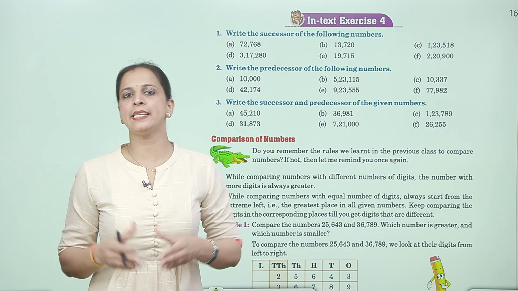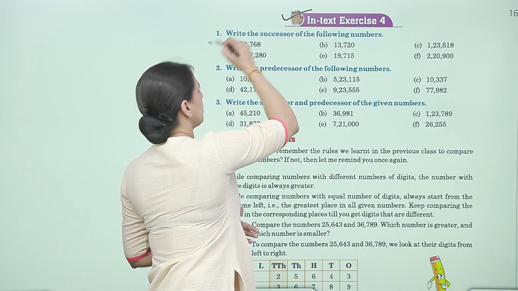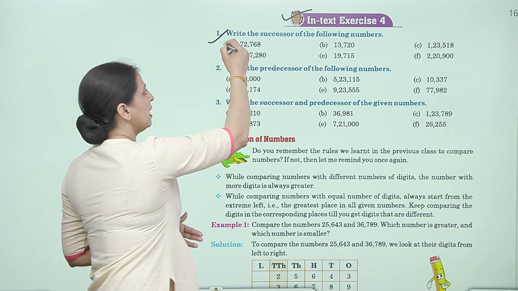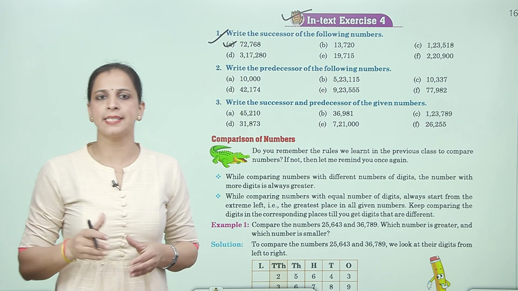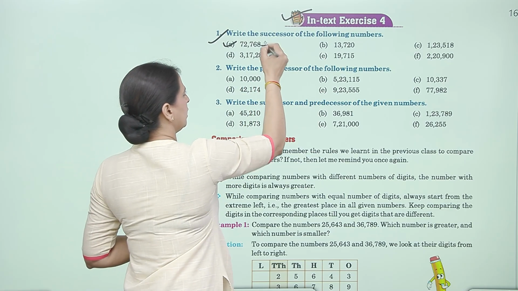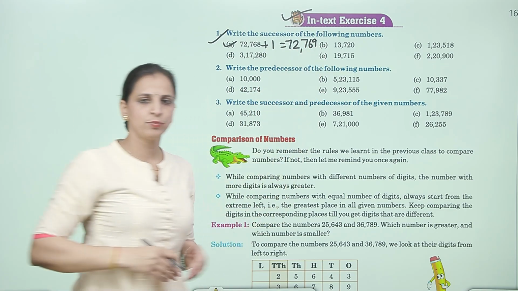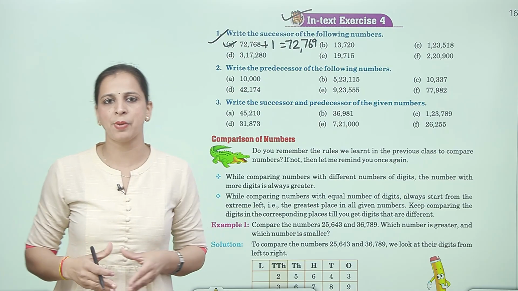Now, next is in text exercise 4. Question number 1, write the successor of the following numbers. A part: 72,768 plus 1 is equal to 72,769.